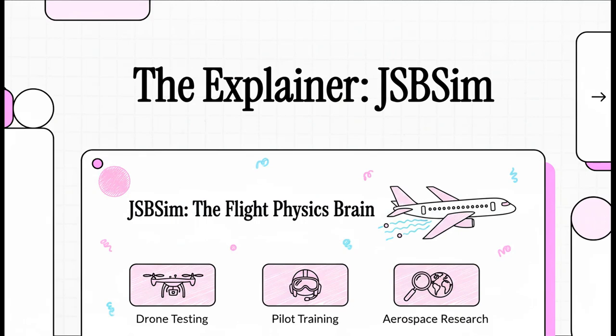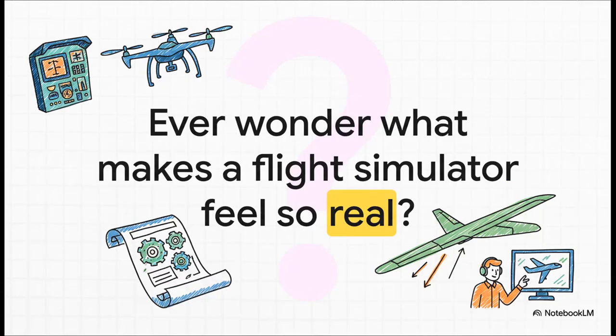All right, today we're pulling back the curtain on flight simulators. We're going to go under the hood to look at the incredible open source engine that actually gives digital aircraft their wings, a piece of software called JSBSim. You know, when you're using a flight sim, doesn't matter if it's a game or a multi-million-dollar professional trainer, have you ever really thought about what's going on behind the scenes?